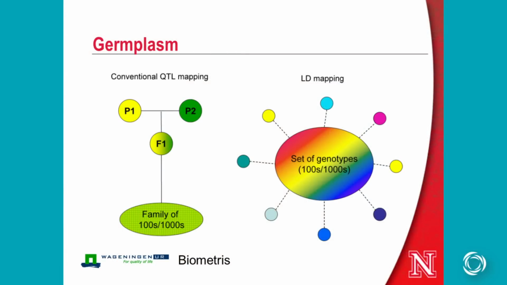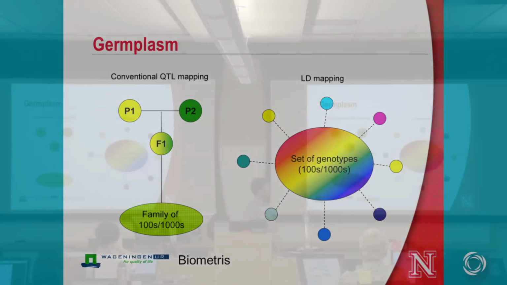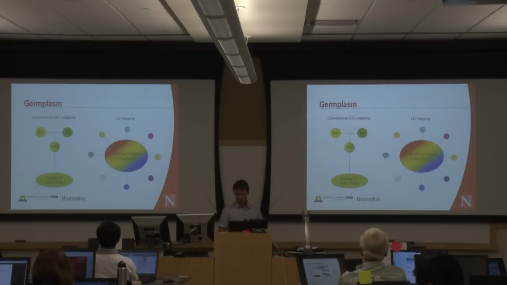So just contrast again with conventional QTL mapping, where we're making a cross. We're looking at two alleles at every single locus. With linkage disequilibrium mapping, we're using all the lines we have available to us, the entire amount of genetic diversity that we can gather.